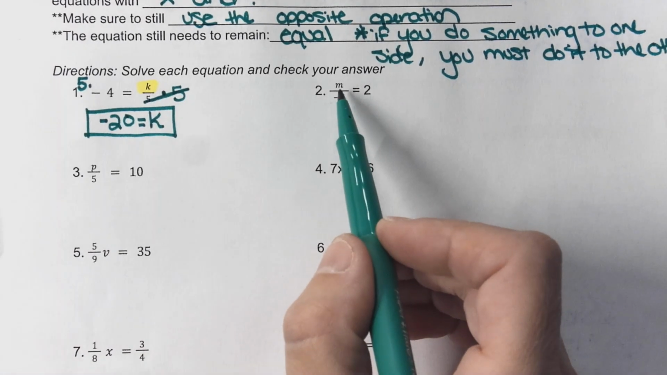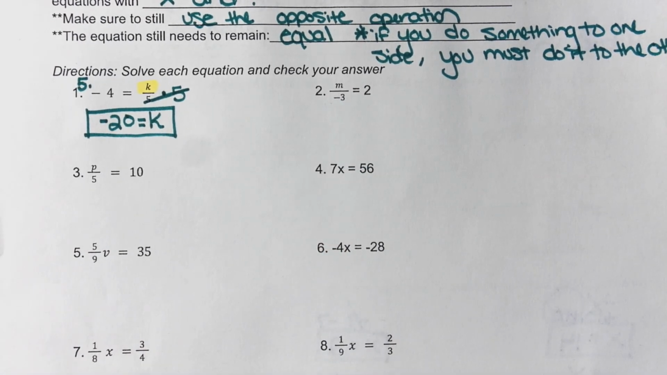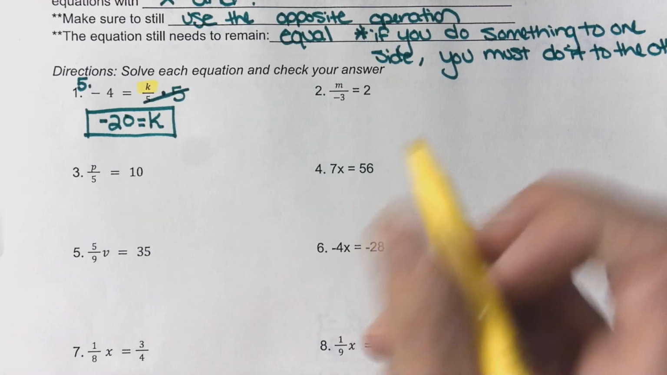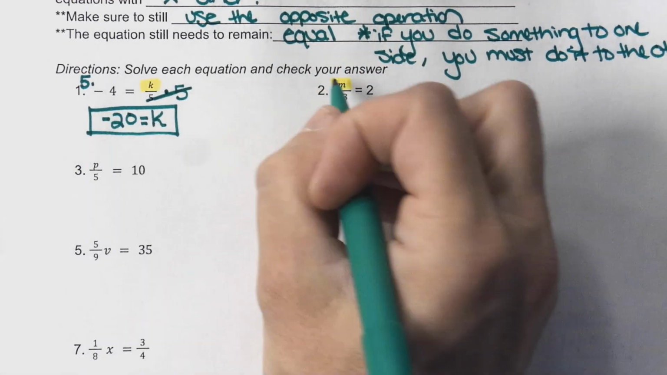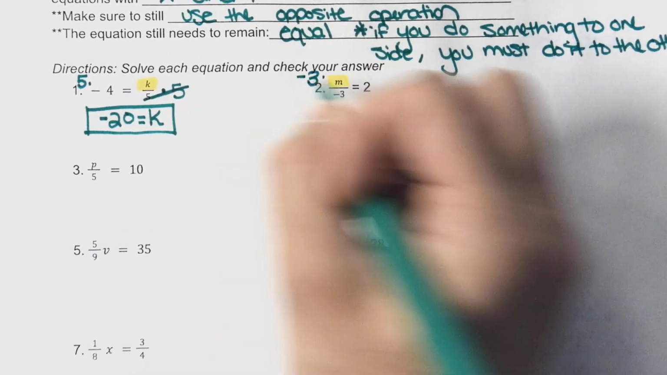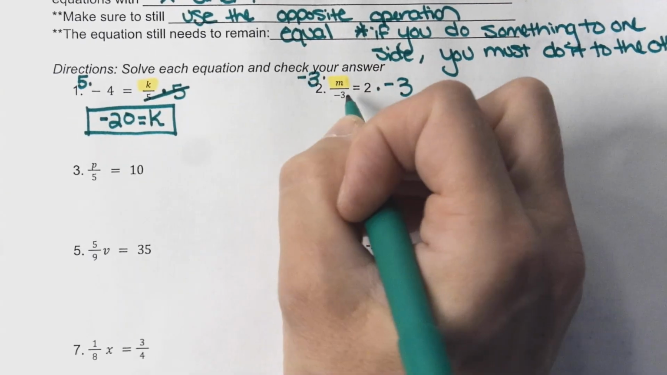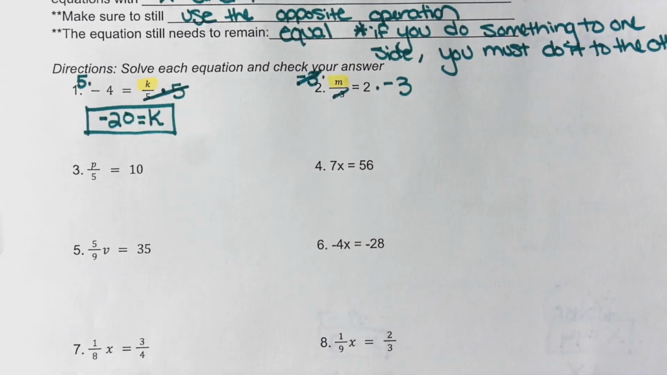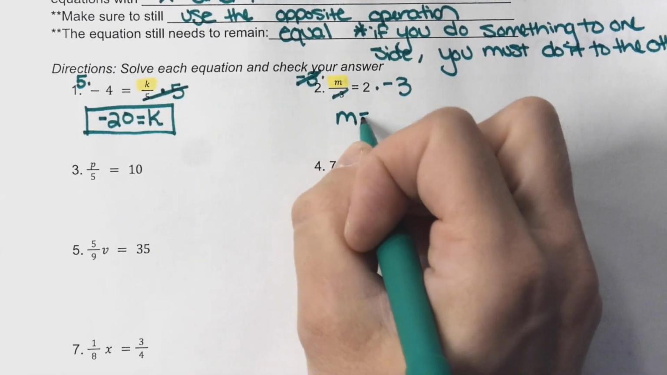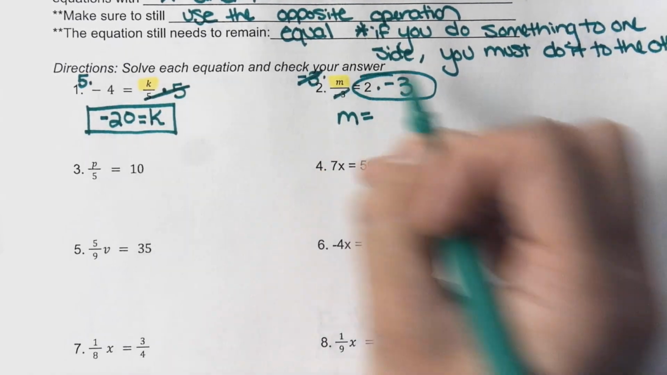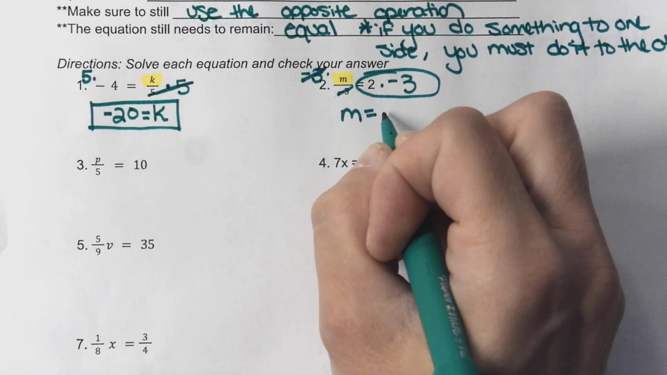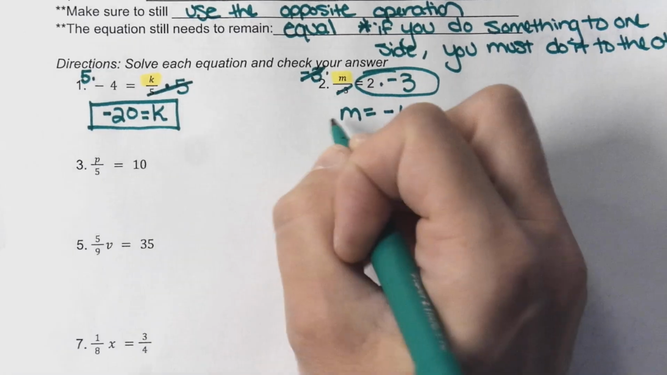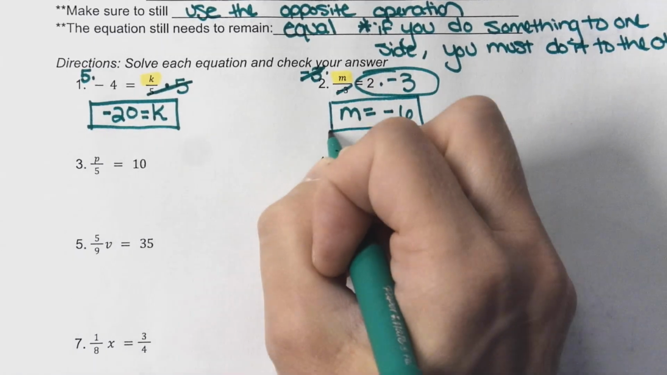All right, again, what does the bar mean? We just talked about that. What's the bar or the line mean? Division again. So we're going to multiply each side by -3. So this is going to make my -3's cancel. This time I have M. And then on our calculators or in our heads, 2 times -3 gives me what? -6. So be careful with your signs.